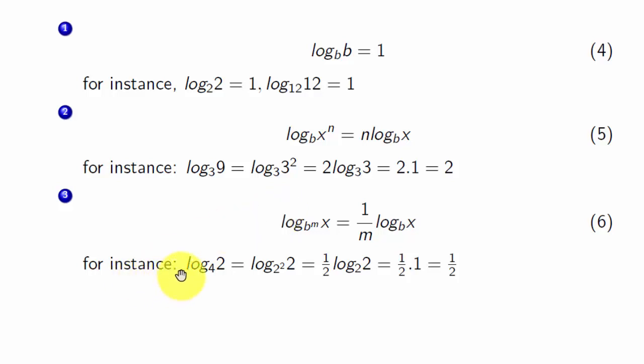For instance, log base 4 of 2. We can write this 4, which is the base actually, as 2 squared. Log base 2 squared of 2. Now what we do, we move this 2 to the front as 1 over 2 log base 2 of 2. Now we know from the first property that this is 1, hence we get 1 over 2 times 1 is equal to 1 over 2.